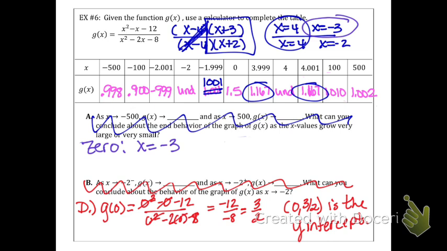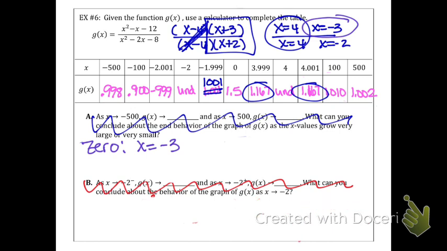All right, and then E. So E says, how am I off? This was E, sorry. So I'm on F. That's what happens when I didn't label it. All right, F says, using the table and your results from part E, state the intervals where g of x is greater than 0 and where g of x will be less than 0. So let's kind of talk about what we already know. So I'm going to do a quick little graph.